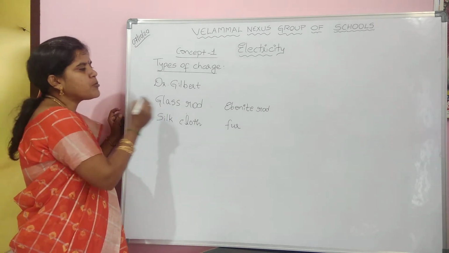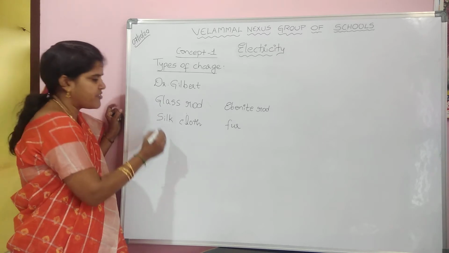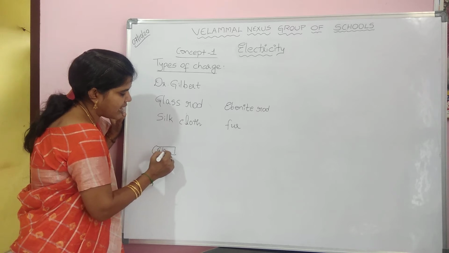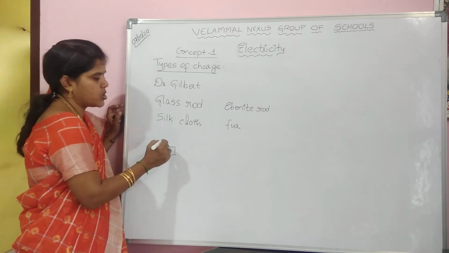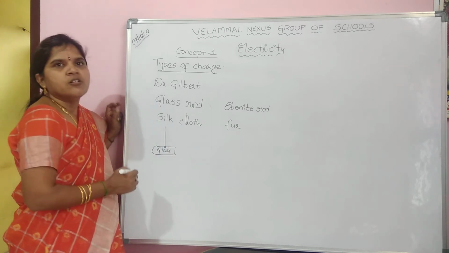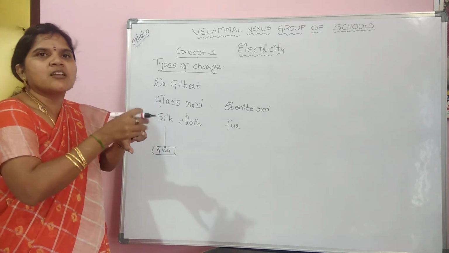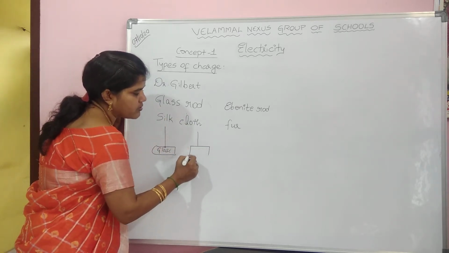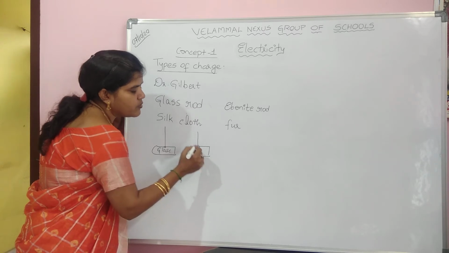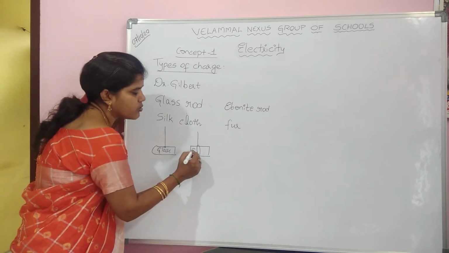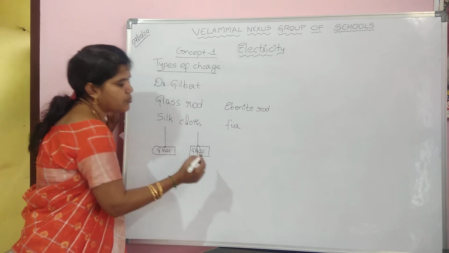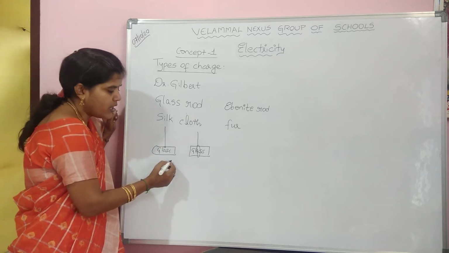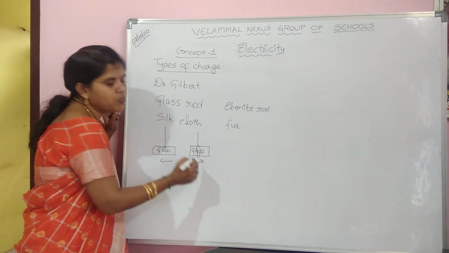Okay, children. Now suppose you rub a glass rod with a silk cloth. I have taken a glass rod, and I rubbed this glass rod with the silk cloth. Now I suspend this glass rod. Next, I have taken one more glass rod, which is also rubbed with the silk cloth. I brought it near. What will happen? Both will repel each other. Both will move away from each other.